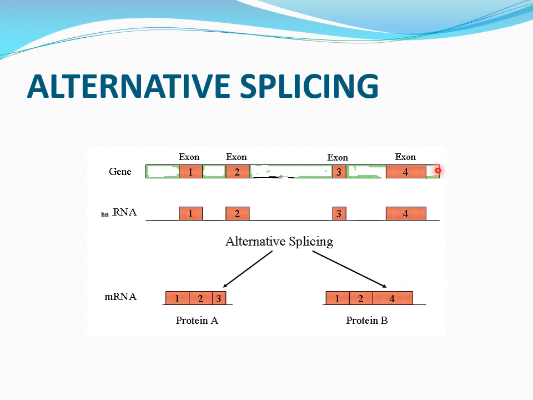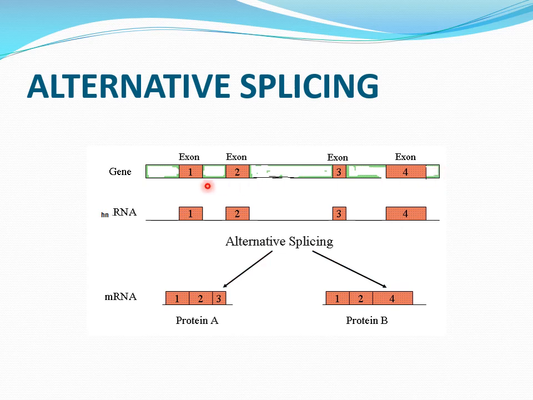Now, the length of the tail, the poly A tail that is added on this region of the messenger RNA, this poly A tail, the length of this poly A tail determines the life span of the messenger RNA within the cytoplasm. It protects it from the activity of the RNA exonuclease.